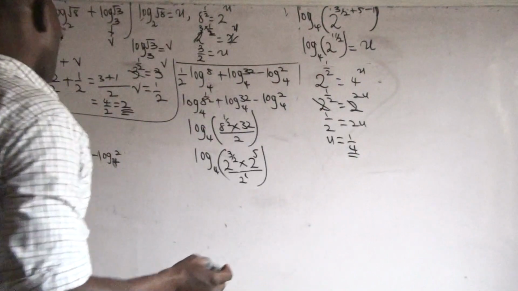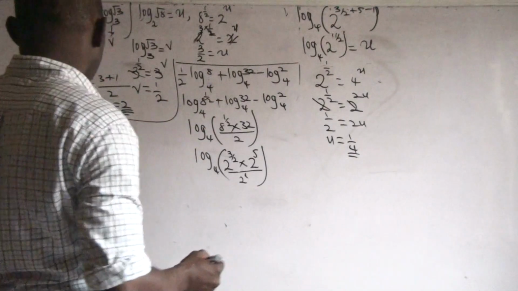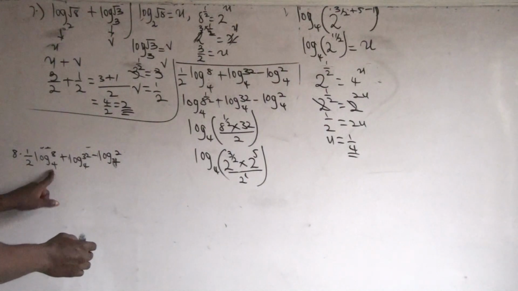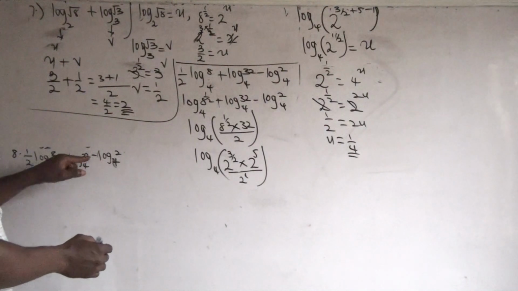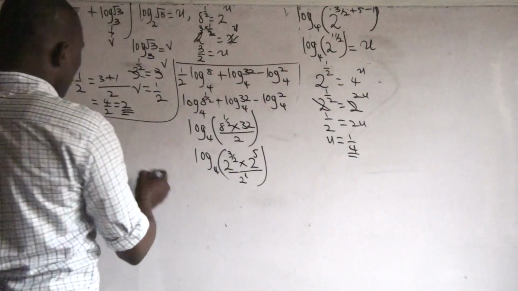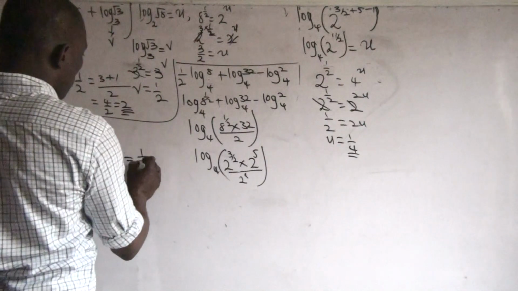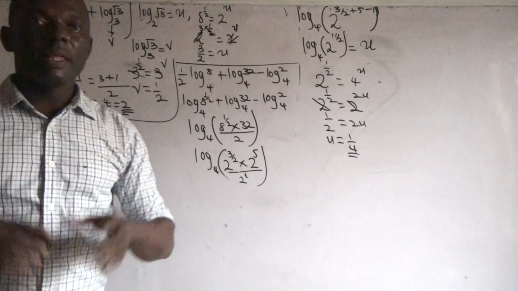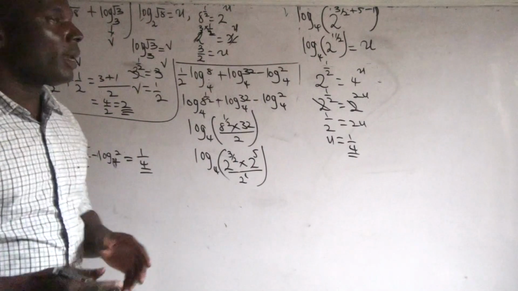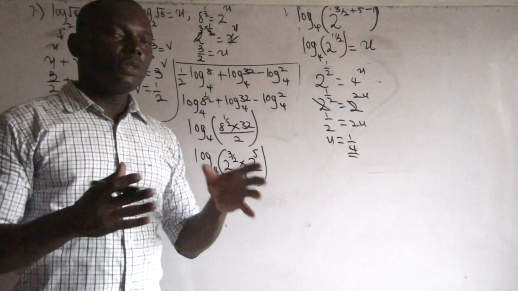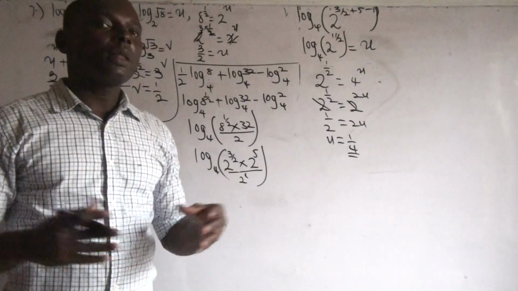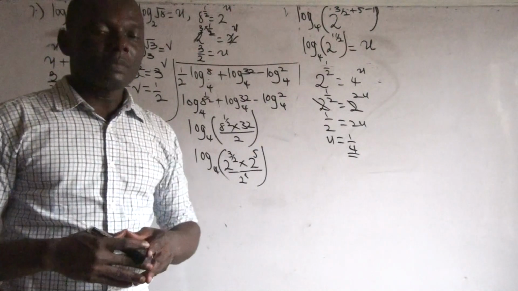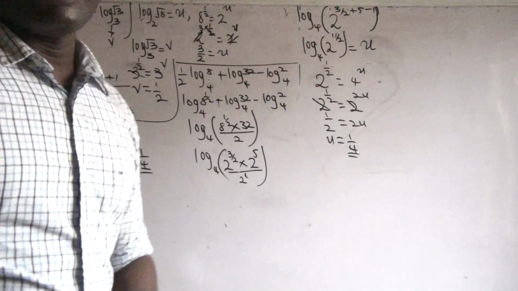Therefore, this logarithm, half log 8 base 4 plus log 32 base 4 minus log 2 base 4, is equal to 1 over 4. Okay, here we'll stop. In our next class, we'll continue by exploring other aspects of logarithm. Have a nice time. See you in my next virtual class.